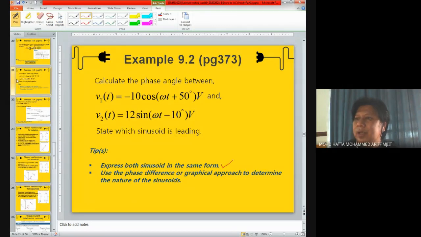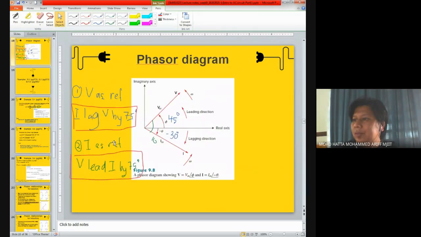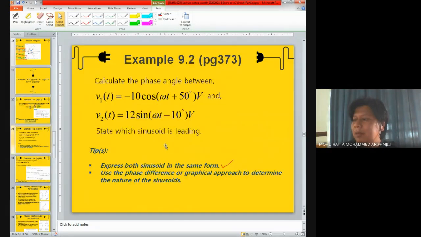Remember the slide I showed earlier. I have Vm with the angle 45, Im with angle of negative 30. I didn't mention whether it is a cos or a sine function, because it's already in polar form. You cannot find whether it is cos or sine.